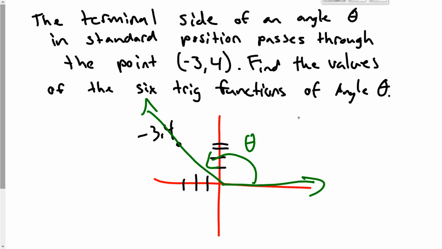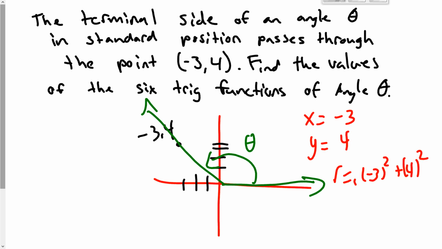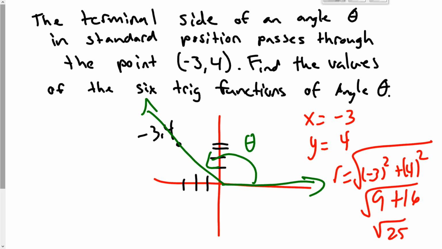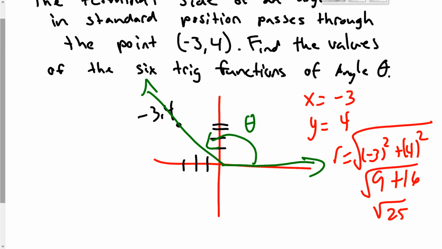And we just need our x, which is negative 3, and our y, which is 4. You can draw a triangle, you don't need to. And our r is just squaring those, so negative 3 squared plus 4 squared, and then square rooting it. So 9 plus 16 square rooted is the square root of 25, which equals 5. So r is equal to 5.